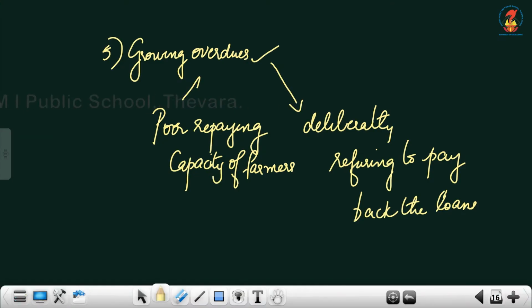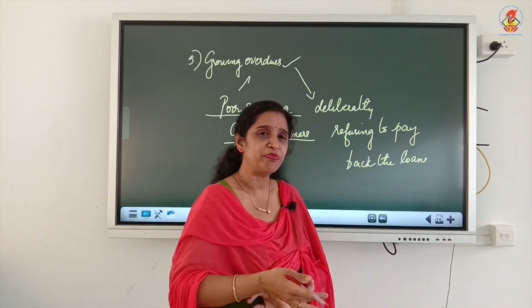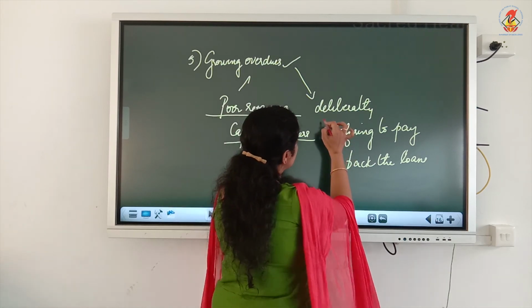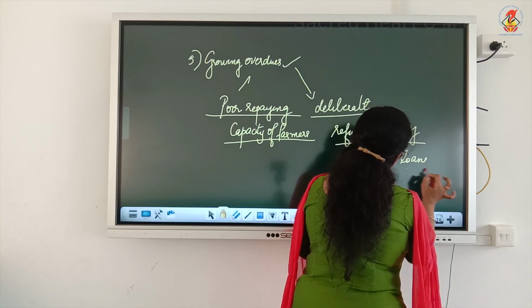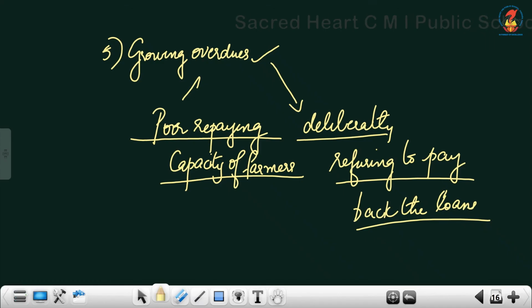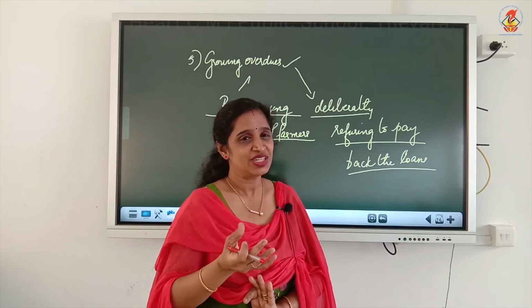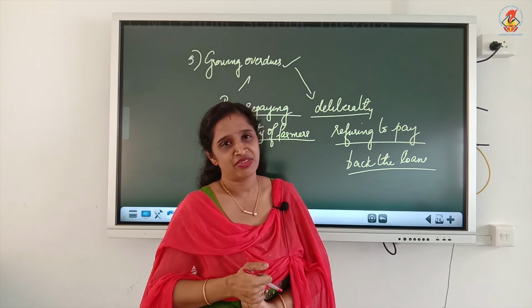Next is growing overdues. This can be related to the last point. Growing overdues can happen because of the poor repaying capacity of farmers. There are some farmers, especially the poor farmers, who are not able to repay the loans with the rate of interest. Next is deliberately refusing to pay back the loans. There are certain farmers who deliberately refuse to pay back the loans because they will be in need of that fund for some other purposes. So deliberately they will not be repaying the amount.